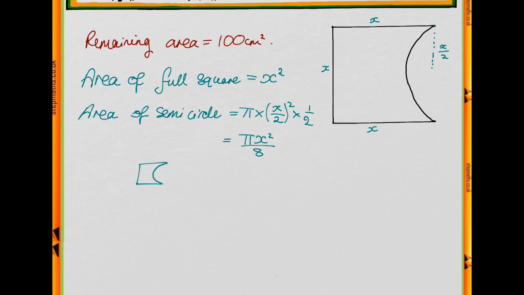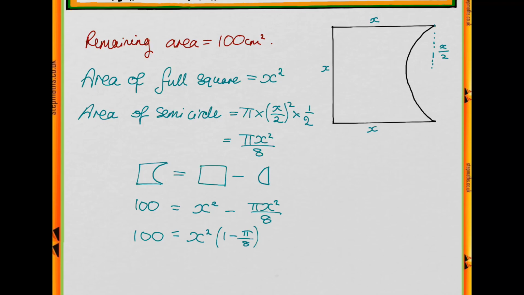Now we have the area of the full square and the area of the semicircle, and we want to find out this area here. We know that this area is square minus semicircle, so we can write in the equations for these two things. So the area, which we know to be 100, is x squared, the area of the square, minus pi x squared over 8, the area of the semicircle.